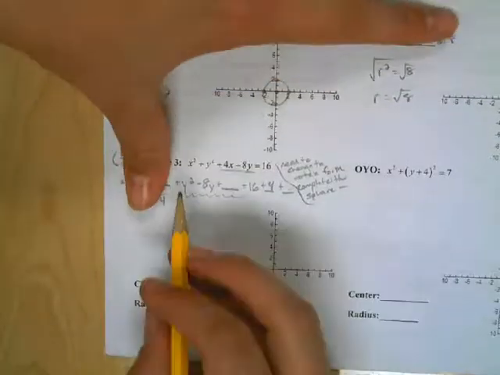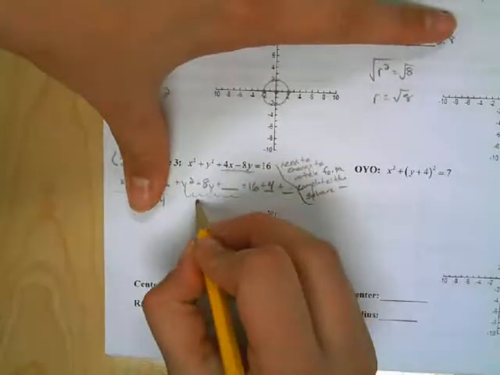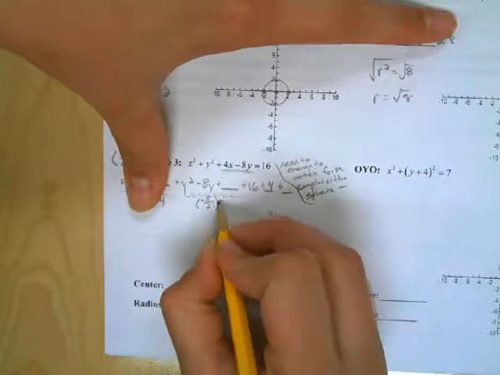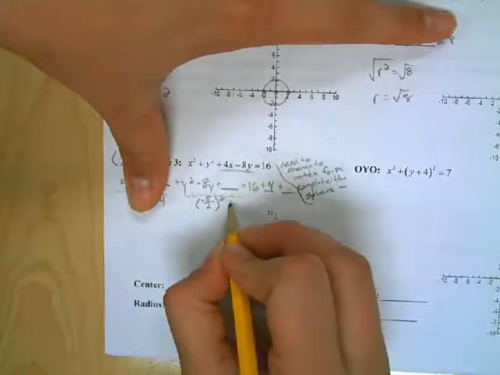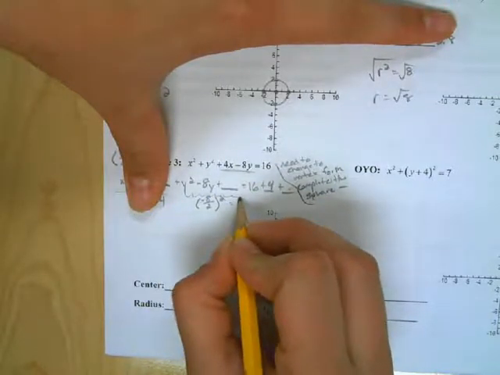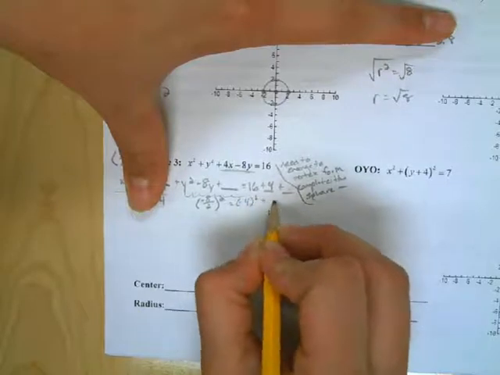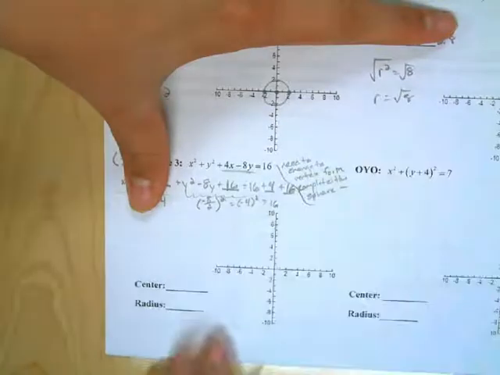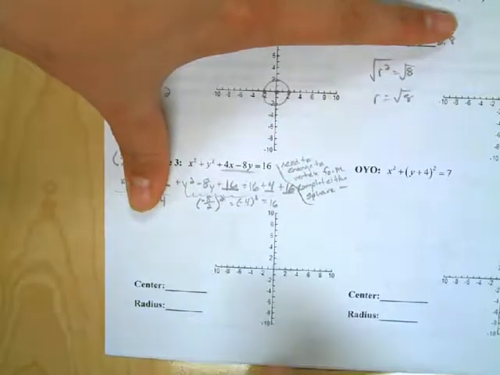Do the same thing for y. Take half of the middle. That's the key here. Half of the middle. So half of negative 8, squared. Half of negative 8 is negative 4. Negative 4 squared is positive 16. So I'm going to add 16 in here. I'm also going to add it into the other side. What I do to one side, I do to the other side.